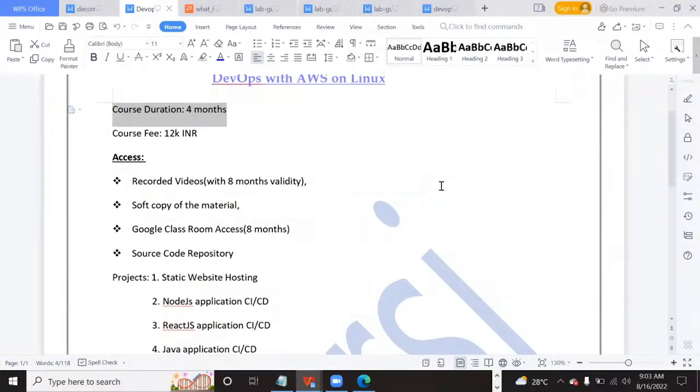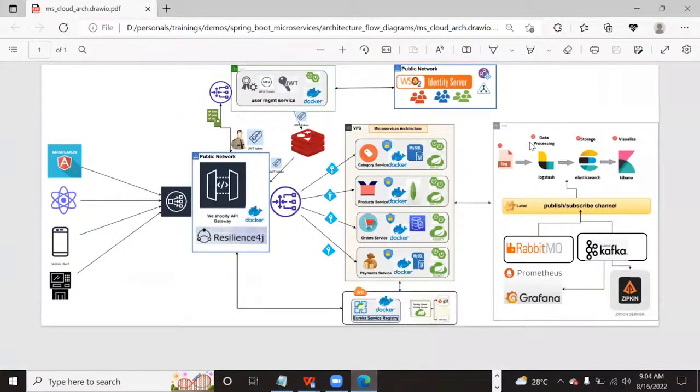Sir, quick question. Are we covering Grafana, ELK? Yes, those are all we are covering. However, about the course content, I'll explain tomorrow.